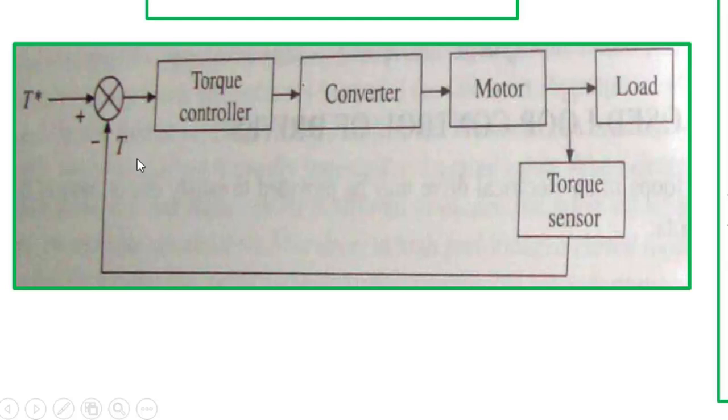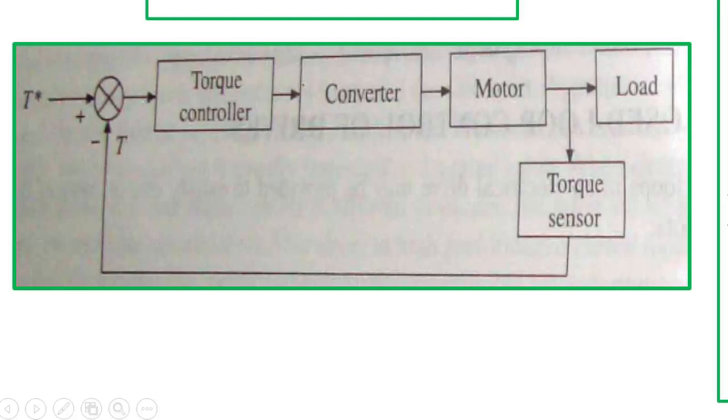Now whenever T is more or less than T star, then some error will be there. This error will be processed through the torque controller and switching pulses are generated, and those switching pulses will be fed to the converter and then the converter output is fed to the motor. This process will continue till T is equal to T star. Once it is achieved, that means the desired torque is obtained.